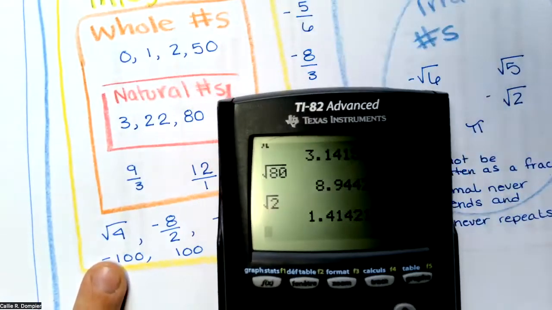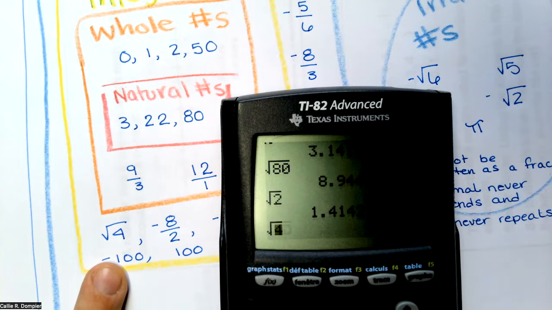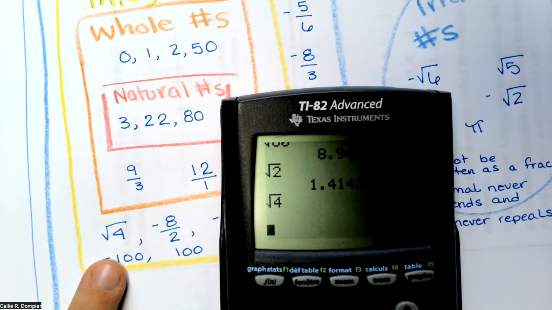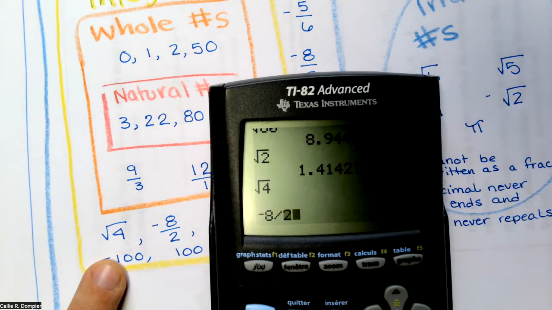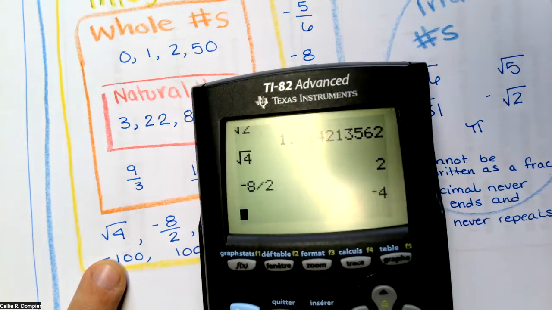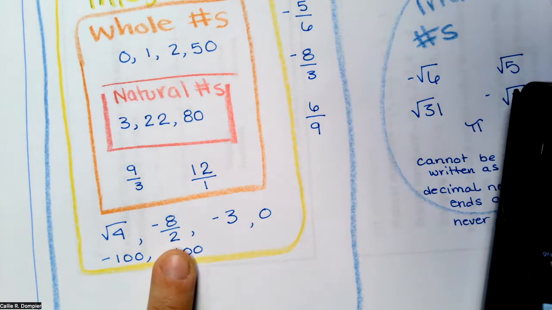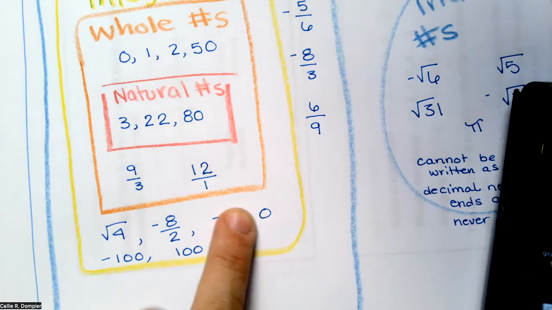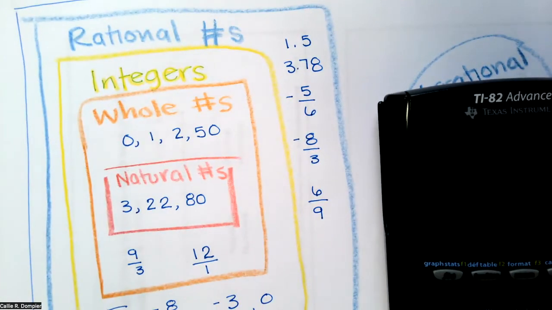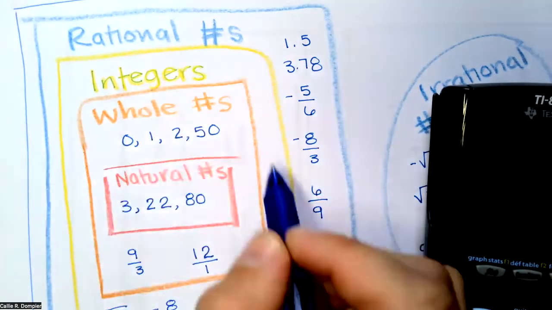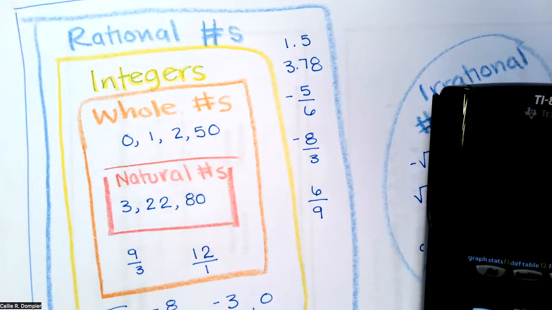So the square root of 4 is an integer because it's a perfect square of 2. So the square root of 4 is the number 2. Negative 8 divided by 2 is just the number negative 4. So you can write it as a fraction, but you can also write it as a number without decimals, okay? It can be a negative, it can be a zero, it can be a positive, okay? Those are integers.